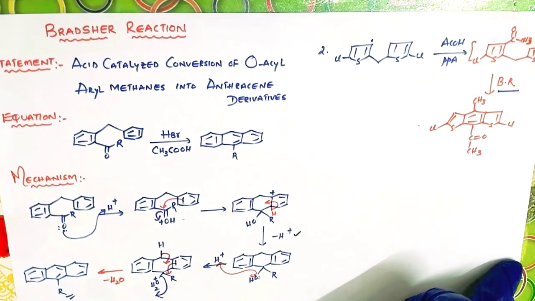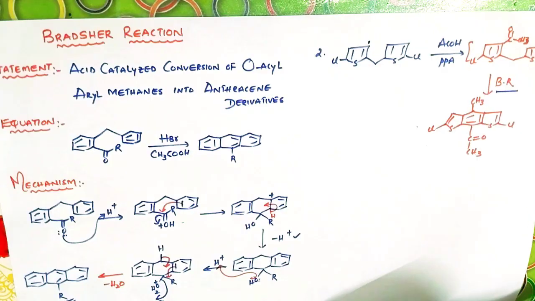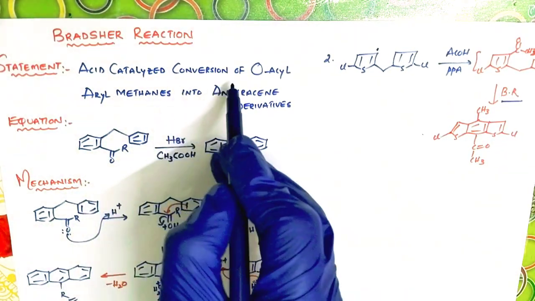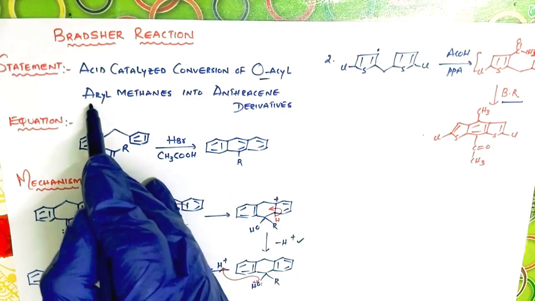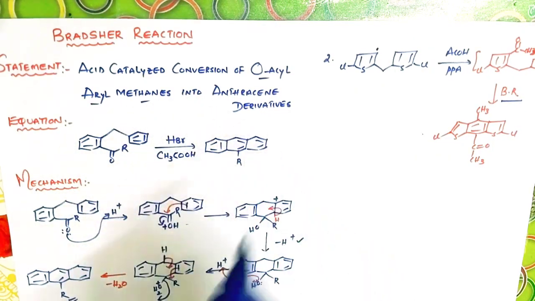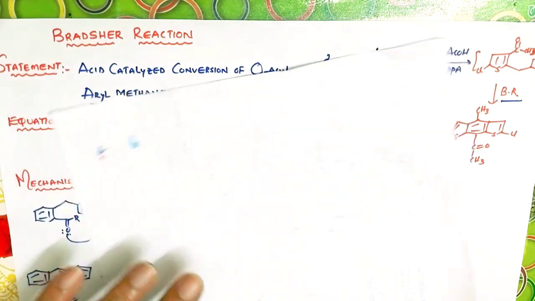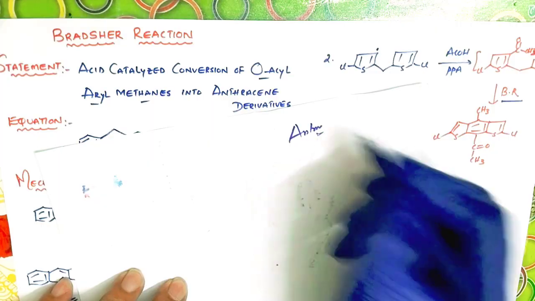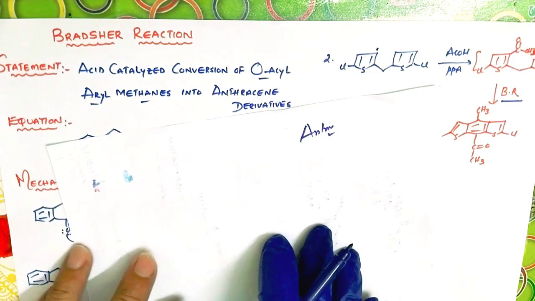Let's discuss the next name reaction, that is Bradsher reaction. Let's see the statement. Acid catalyzed conversion of ortho-acyl aryl methanes into anthracene derivatives. According to the statement, this reaction is useful for the synthesis of anthracene derivatives. So what will be the reactant here?